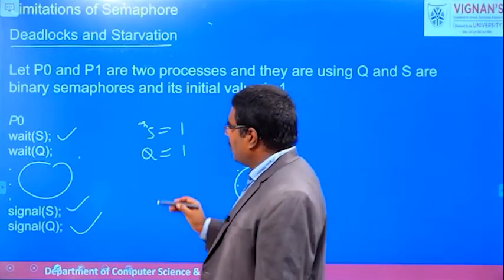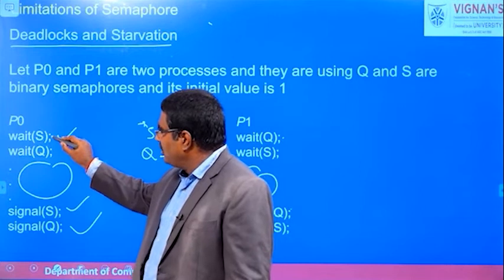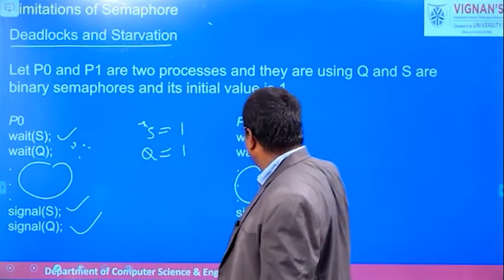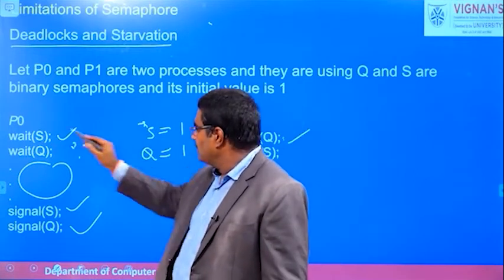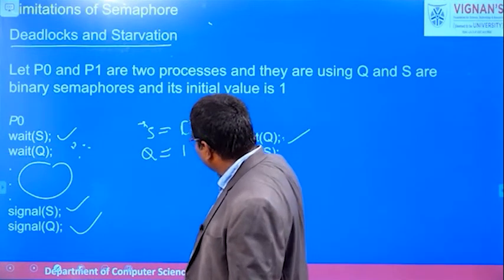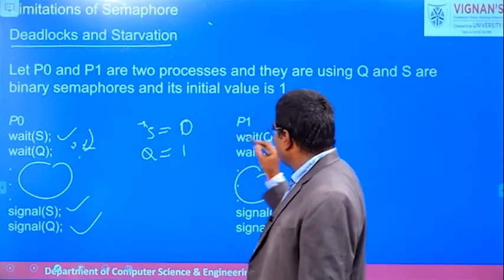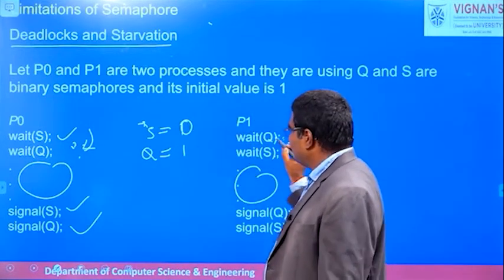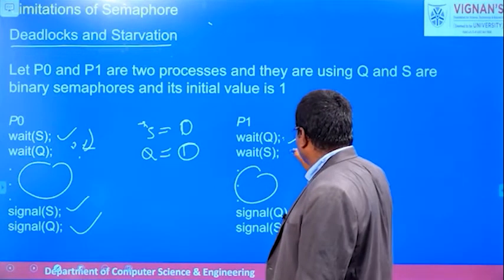We are assuming that both the processes are started at the same time. P0 executed the wait of S and P1 executed the wait of Q. So what happens? P0 completed the wait of S, S is set to 0 and it comes out of the wait function. At the same time, P1 calls the wait of Q, Q is also 1, is set to 0 and it comes out of the wait function.